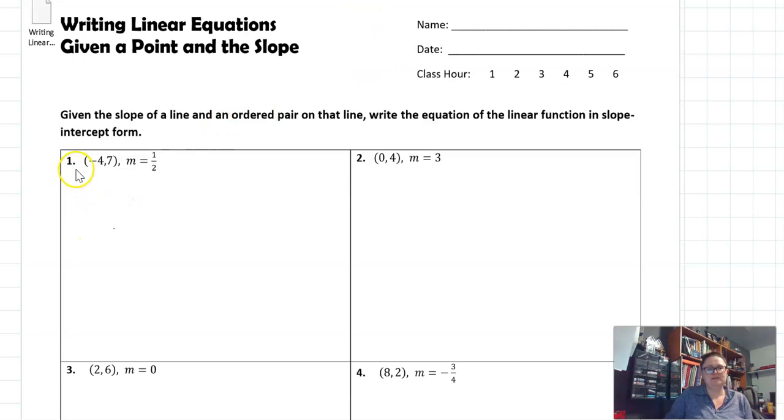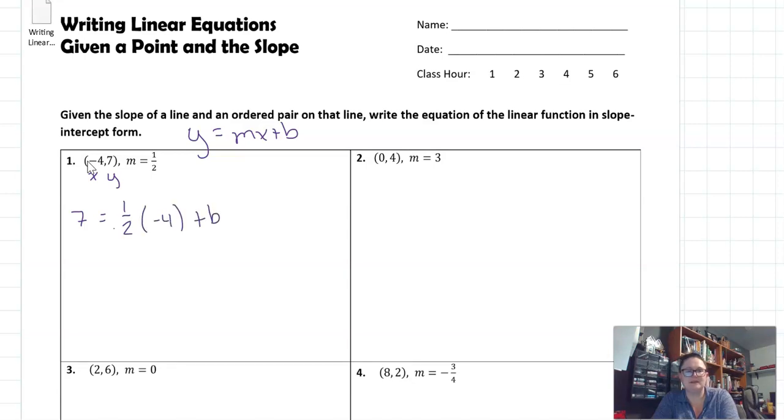So for number 1, we have -4, 7 as our point, and our slope is 1/2. So x is -4, y is 7, and m is 1/2. So I'm going to start by replacing the numbers I know in y equals mx plus b. So I know that y is 7. I know that my slope is 1/2, and I know that x is -4. I need to know b.